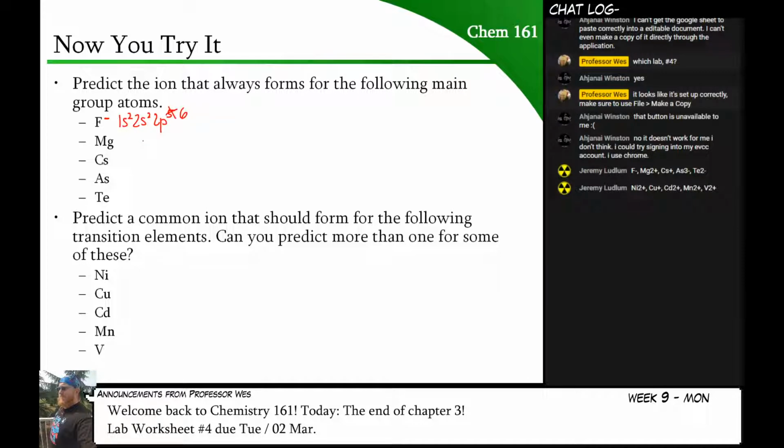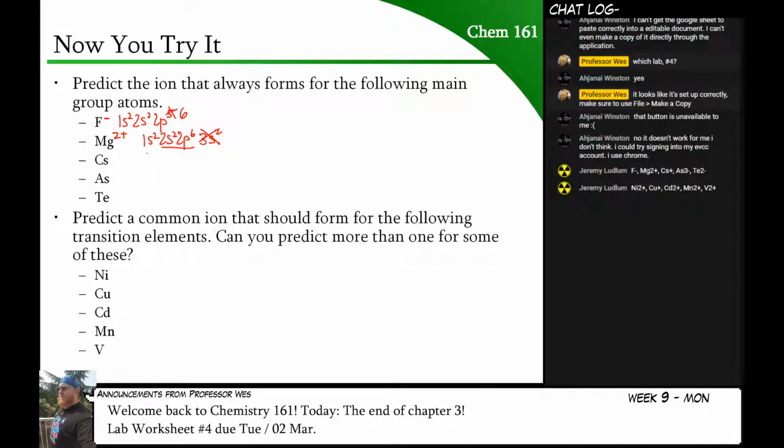For magnesium, same thing. So 1s2, 2s2, 2p6, 3s2. Adding a lot of electrons would be a lot more work than just doing this. There's my full S and P subshell. I got rid of 2 electrons, so I will get rid of 2 over here.